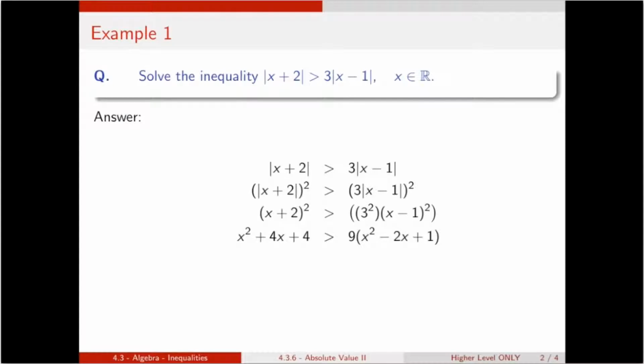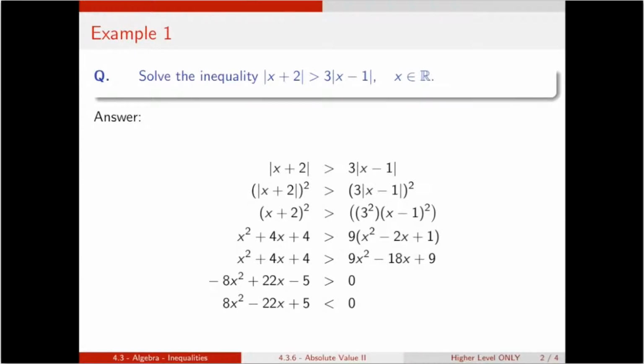So that turns into x squared plus 4x plus 4 is greater than 9 times x squared minus 2x plus 1. Let's multiply out that right hand side. I get 9x squared minus 18x plus 9. Let's subtract all the terms from the right. I get minus 8x squared plus 22x minus 5 is greater than 0.